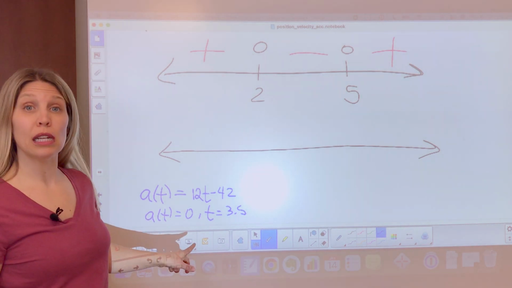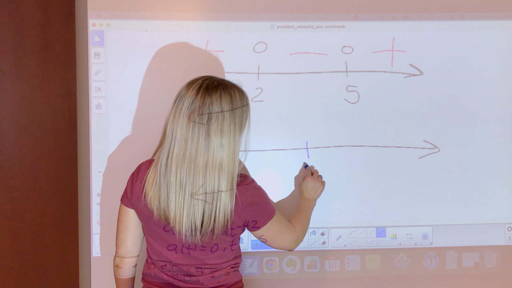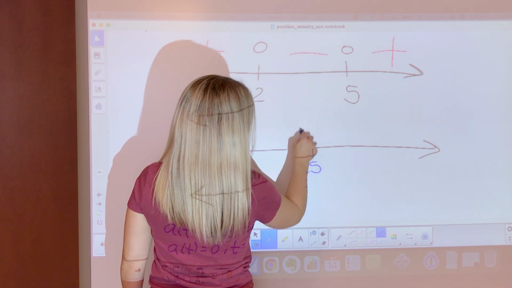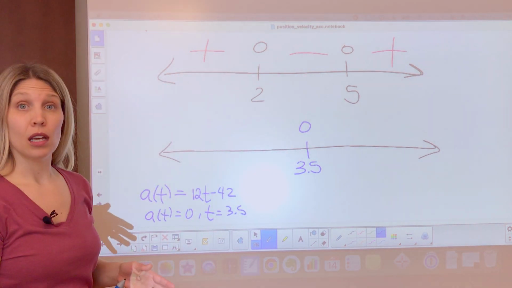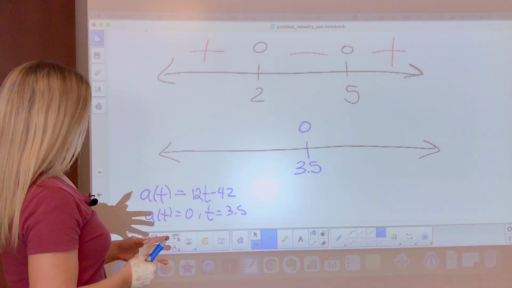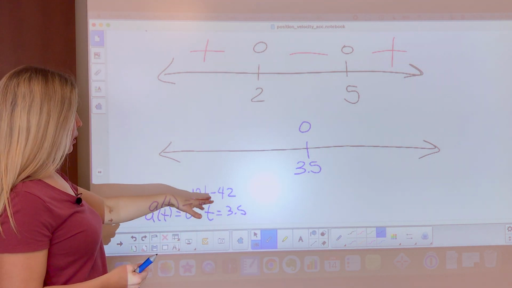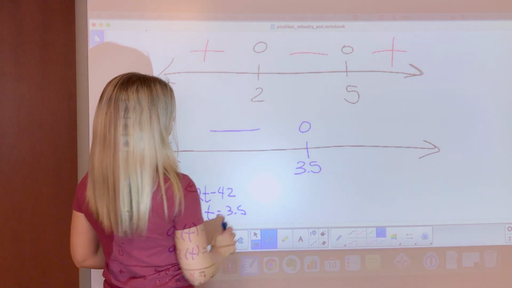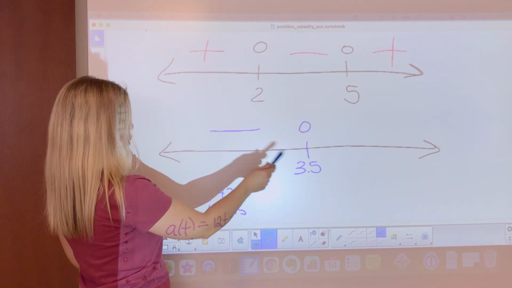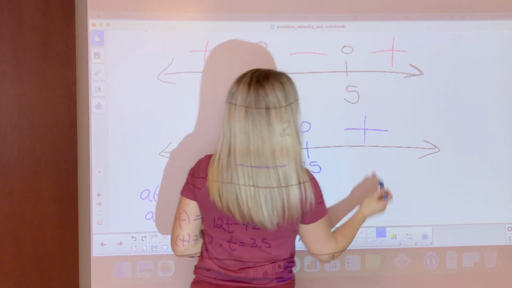And our acceleration equaled 0 at 3.5. So that goes here, and notice I'm going to line it up right in between these two. So it's kind of easier to see when it's going to be speeding up and slowing down. So now if I put in a number to the left of 3.5, so I stick in 0, this is going to be negative. And if I put in a number greater, this side is going to be positive.